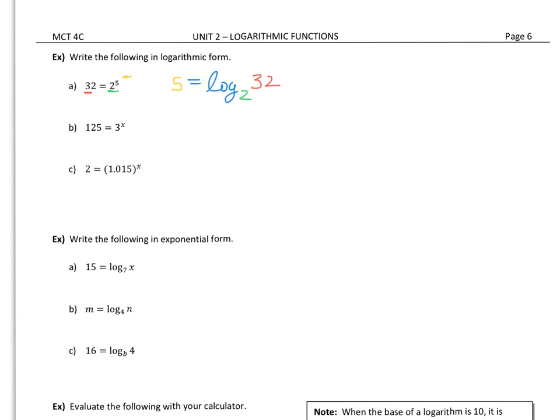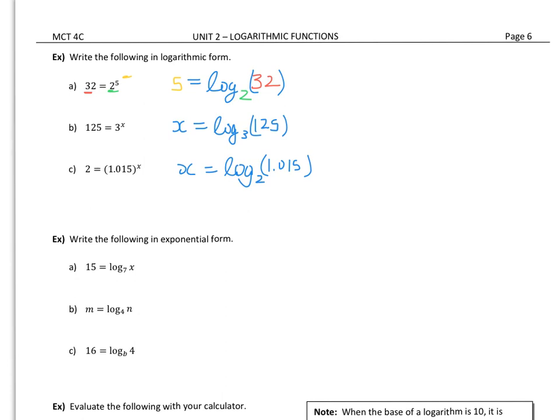Try the next one, and if you do, you should have the exponent, which is x. So x is equal to the logarithm with a base of 3 of 125. And the last one, the exponent would be equal to the logarithm of 1.015 with a base of 2. Any one of these could have brackets around that argument. That whole thing is our argument there. Sometimes you'll see it with brackets, sometimes you won't.